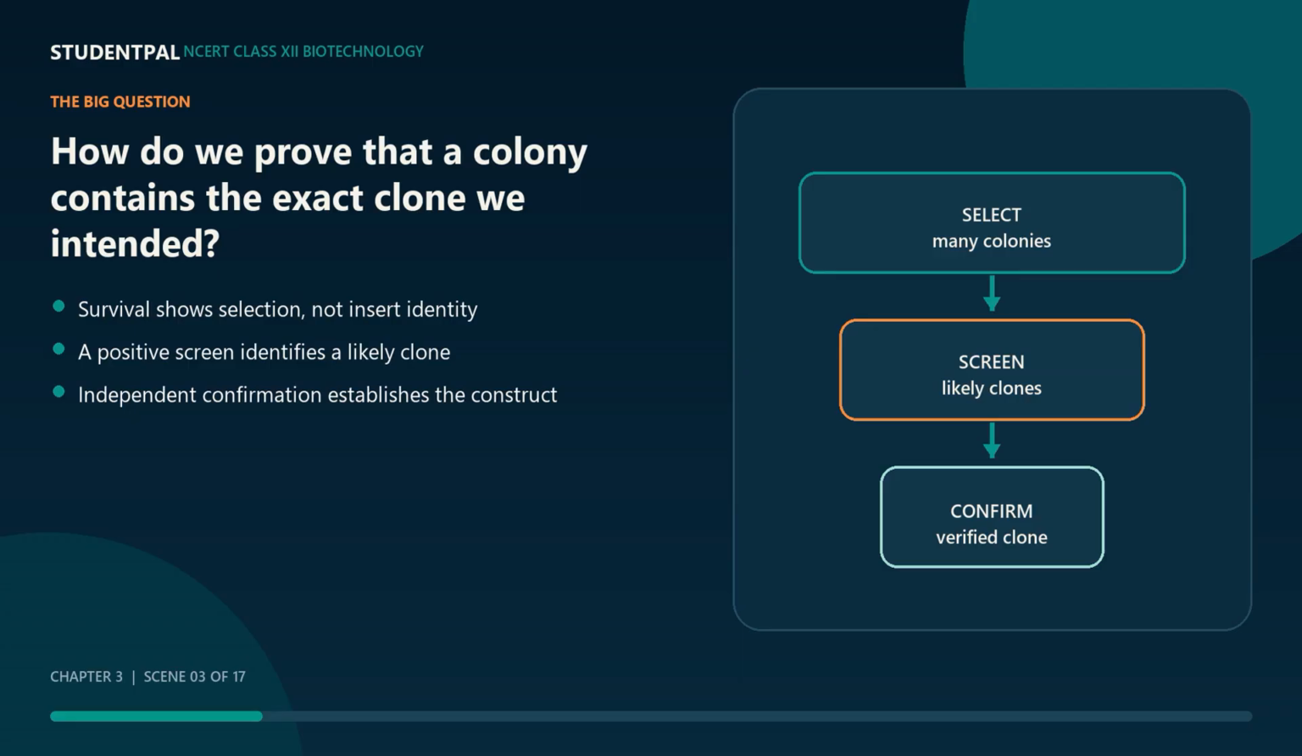We begin with many possible cells, enrich those with a selected vector-associated property, screen the survivors for the expected insert, and finally confirm identity, orientation, junctions, and sequence. Throughout this lesson, keep one question in mind: what direct observation supports each claim, and what alternative explanation still remains? That habit separates a plausible cloning result from a scientifically verified clone.